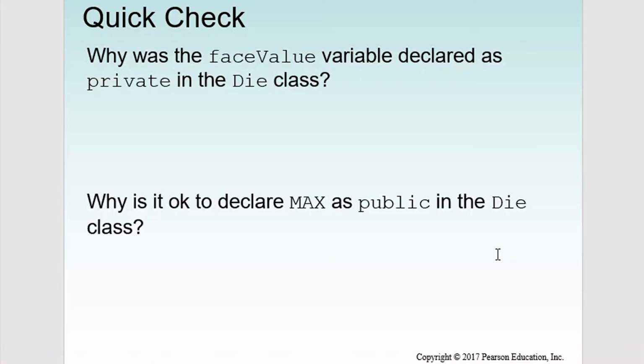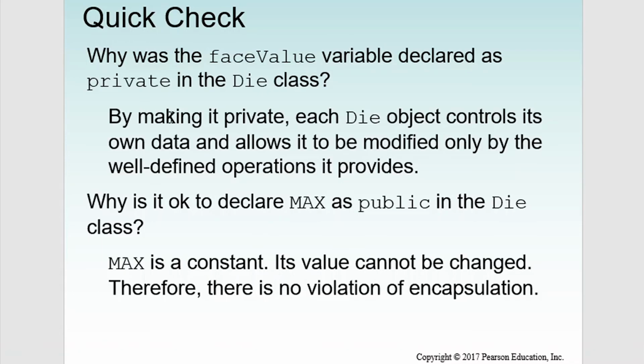Quick check. Why was the face value variable declared as private in the die class? It was declared private to enforce encapsulation. Why is it okay to declare max as public in the die class? So it's okay to be public because the value cannot be changed. And here are the answers to these questions. By making it private, the die object controls its own data and allows it to be modified only by well-defined operations it provides. For the constant, they say the max is a constant, its value cannot be changed, therefore there is no violation of encapsulation.